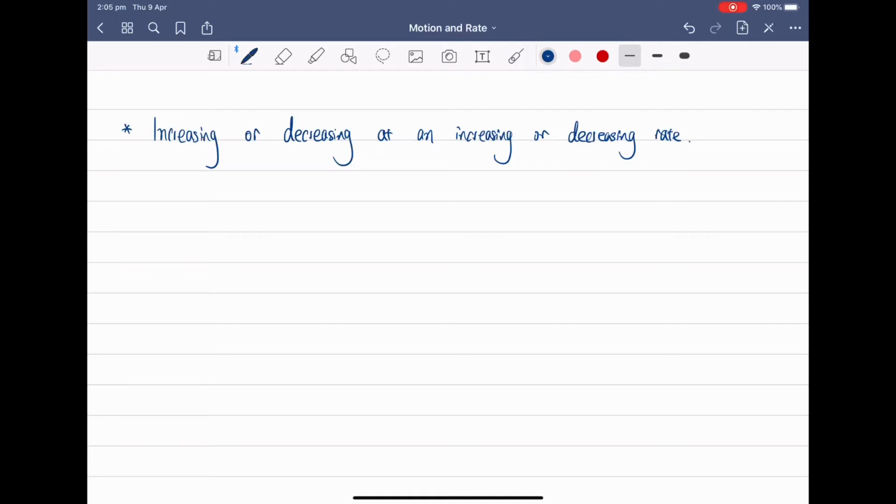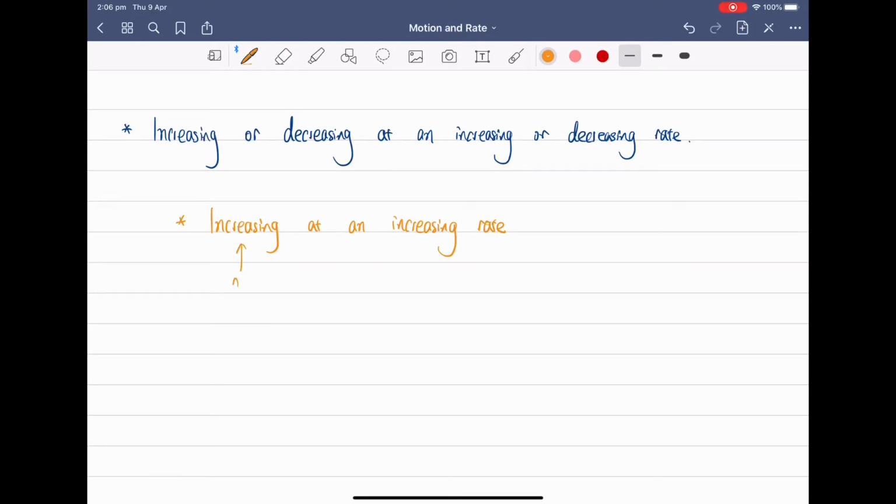So the first case is increasing at an increasing rate. So something is increasing, and also at an increasing rate. So the second derivative is also positive, which means the curve is concave upwards. All right, so that's the first case. I'm just going to use a different color so we can color code it. All right, so the first one is increasing at an increasing speed or increasing rate.